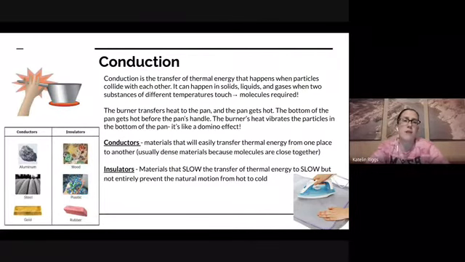So if the pan is directly on an electric burner, the burner transfers heat to the pan, and the bottom of the pan gets hot before the pan's handle. The burner's heat vibrates the particles in the bottom of the pan. It's like a domino effect.